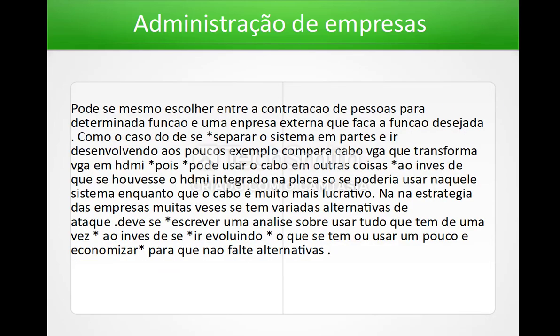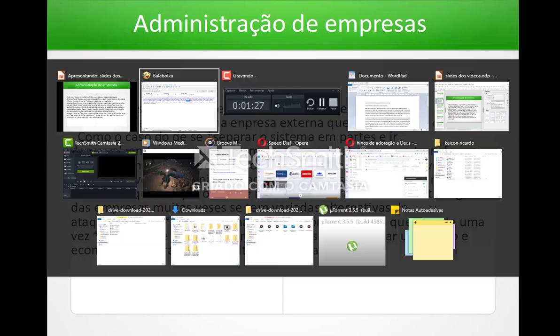You can even choose between hiring people for a specific role and an external company that does the job you want. As in the case of separating the system into parts and gradually developing an example, it compares a VGA cable that transforms VGA into HDMI, because you can use the cable in other things, instead of an integrated HDMI on the board that could be used only in that system, while the cable is much more profitable.